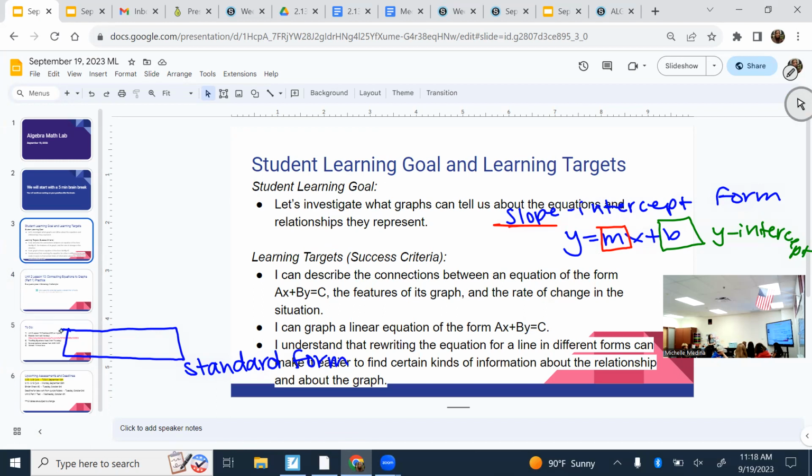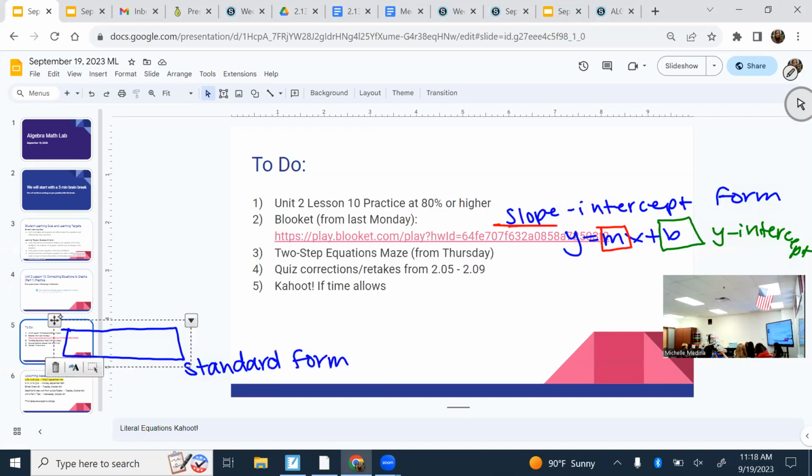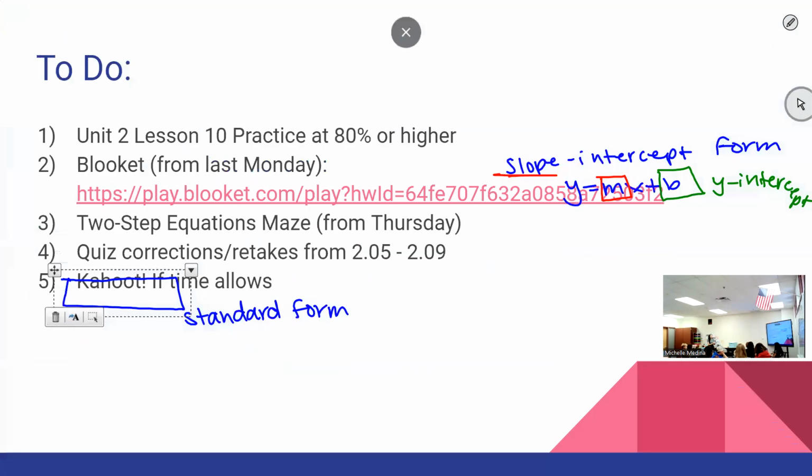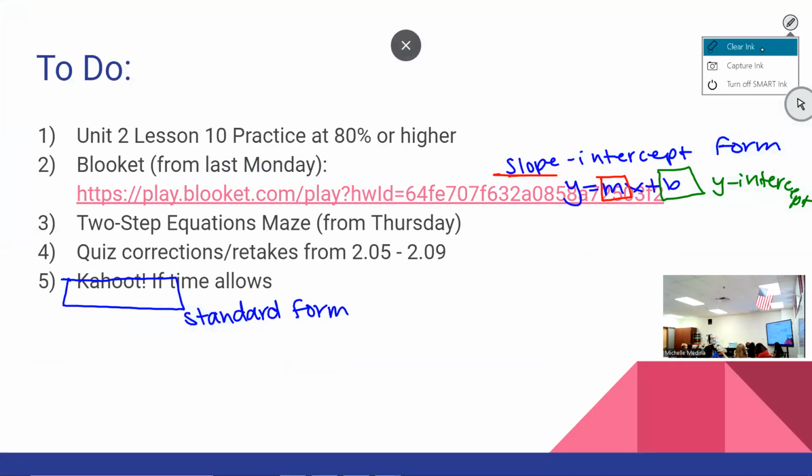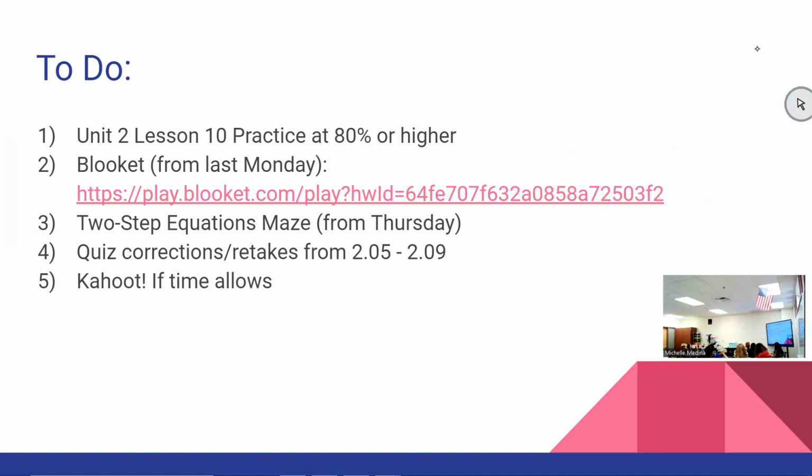All right, so with that being said, we do have a different to-do list than the one yesterday. Now we're getting you back into the routine: your first priority is the lesson we just did, so scoring 80% or higher on the lesson 10 practice. Then you can continue to the other things. I know I have some people that still have the book it or their maze missing. If you need the paper, you can talk to me, but pretty soon I'll stop reminding you about these two things.